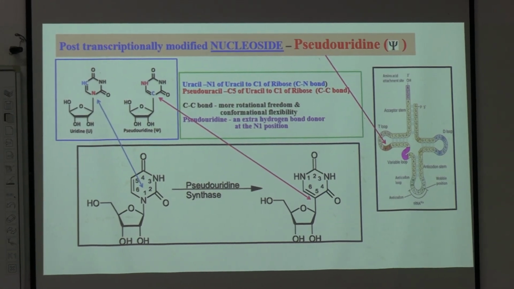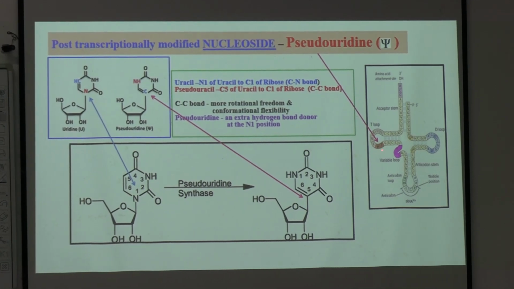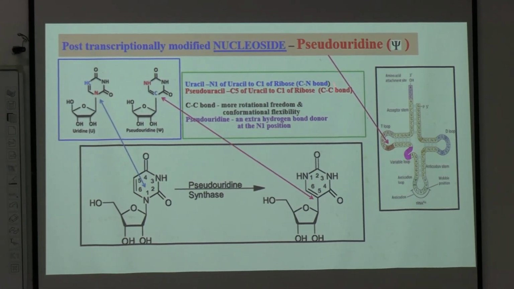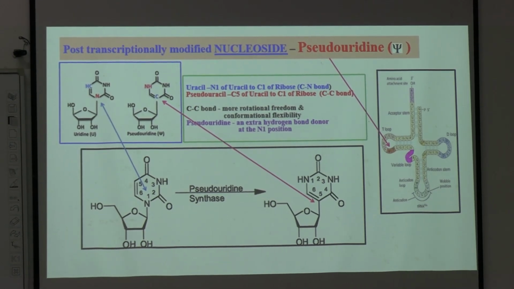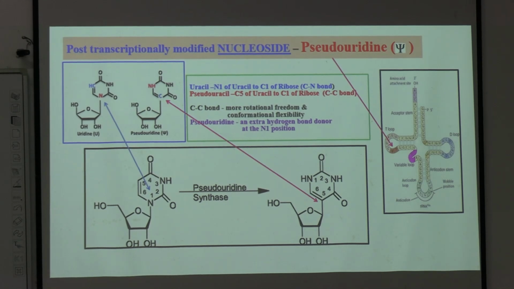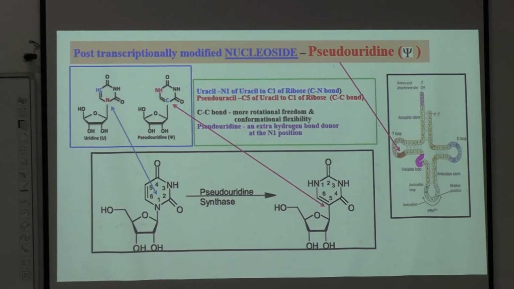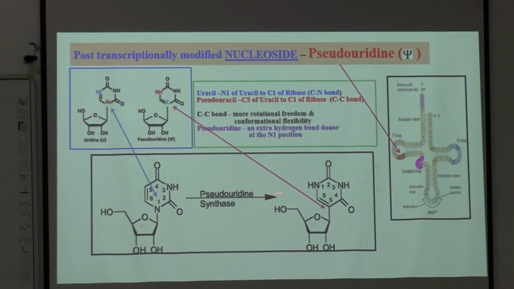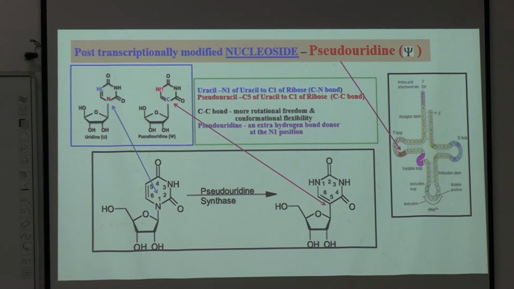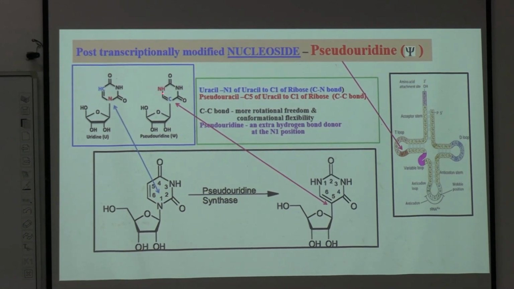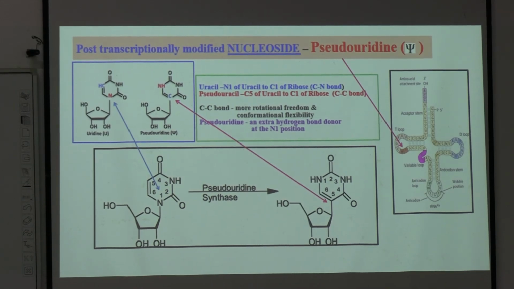And this is important. You can see this structure that I will discuss in the next class. There is presence of pseudouridine in one arm, the T arm, that is pseudouridine here. So this C-C bond allows more conformational flexibility and rotational freedom. And again in this pseudouridine there is an extra hydrogen here, which can also act as a hydrogen donor. So this is the uniqueness of pseudouridine.